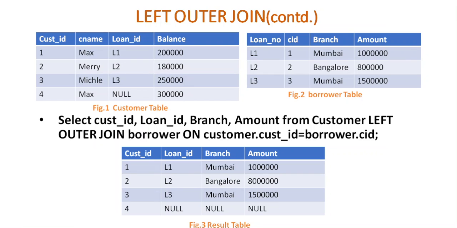And if for any row of the left table there is no matching data in the right table, then null will be written. See, here customers 1, 2, 3 have loans, so data is there for customers 1, 2, 3. But customer 4 does not have a loan, yet since it is a left outer join, customer 4 is there in your result. And for branch and amount, which are attributes of the borrower table, that is, attributes of the right table, for customer 4 there is no data in the right table, so a null value is written. So this is left outer join.